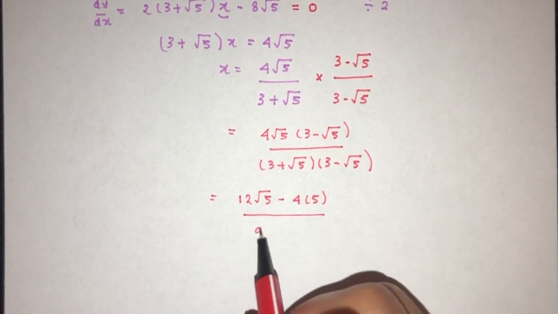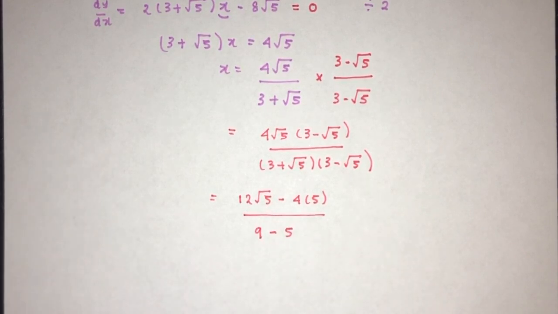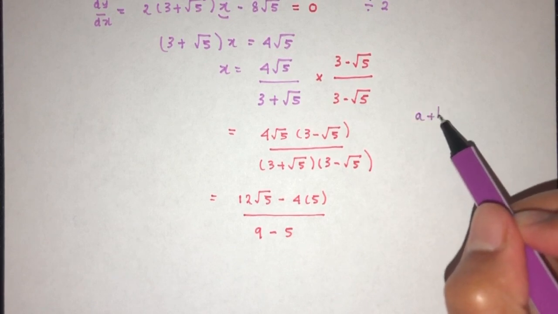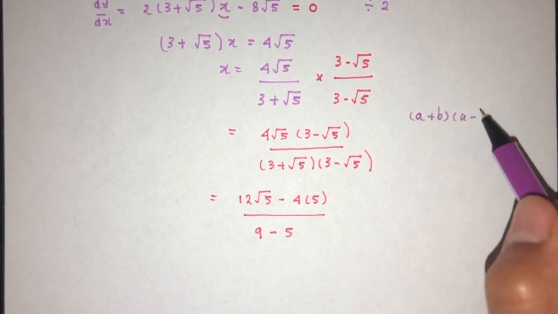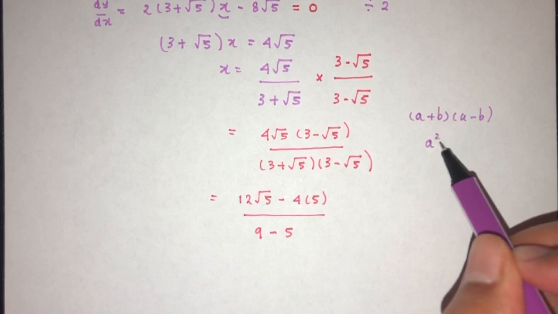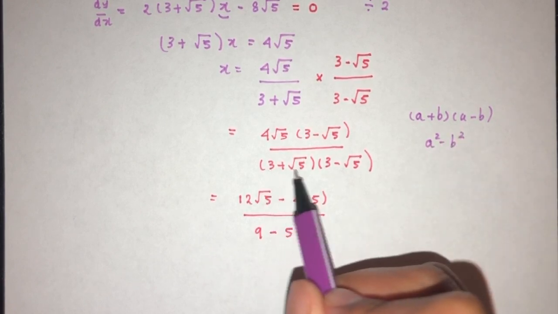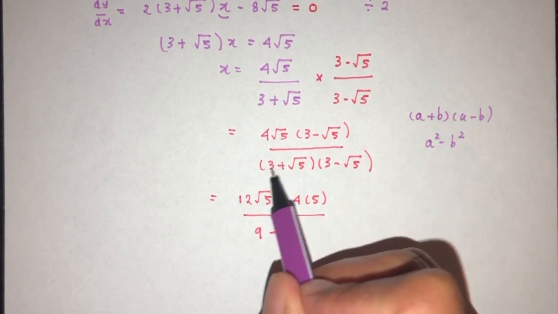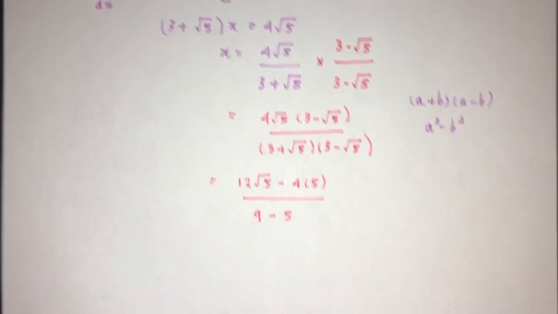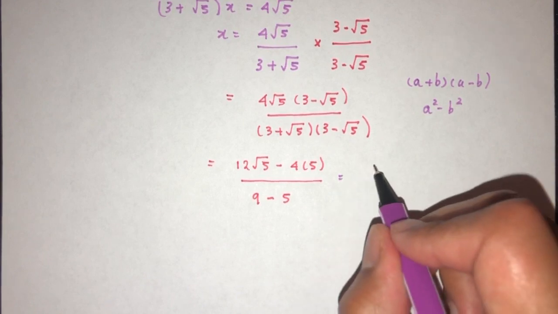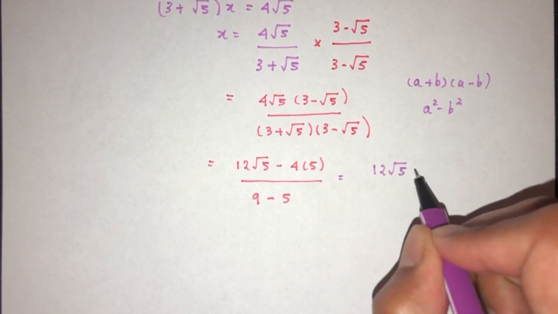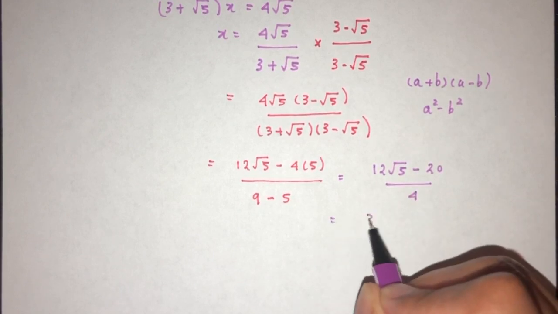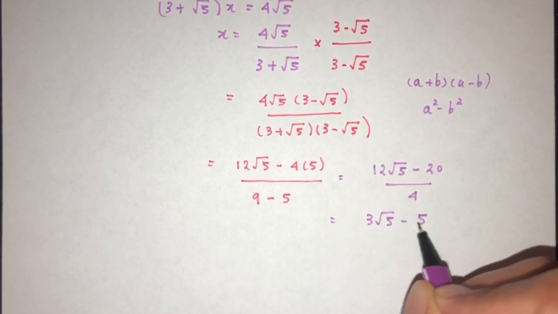That will be 9 minus 5, right? Because this is the difference of squares. Remember, when we have (a plus b) times (a minus b), we know that is simply a square minus b square. Same here, (a plus b)(a minus b) will be a square minus b square. So a square is 9 minus b square is 5. That will be 12 root 5 minus 20 divided by the value of 4. Simplify, that will become 3 root 5 minus 5.